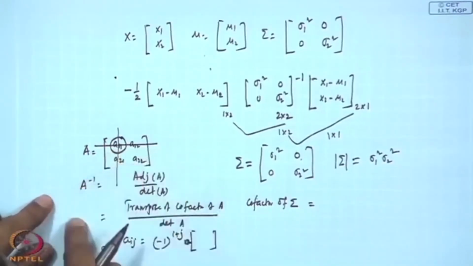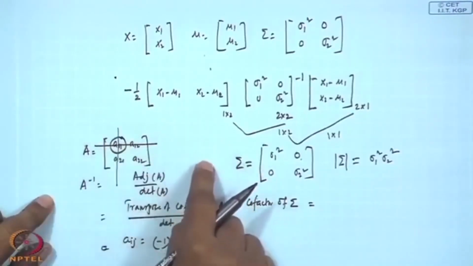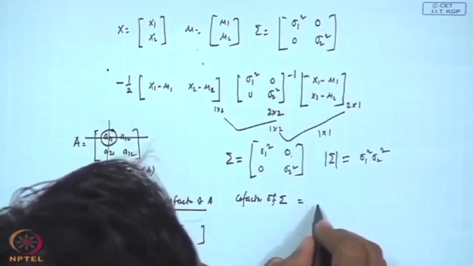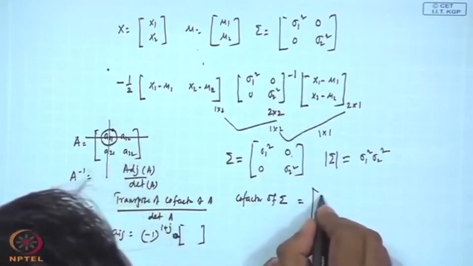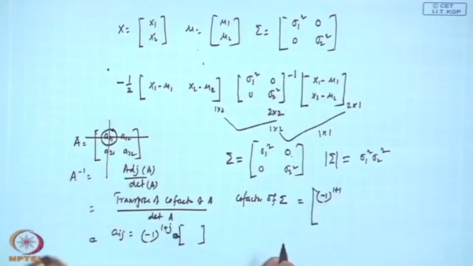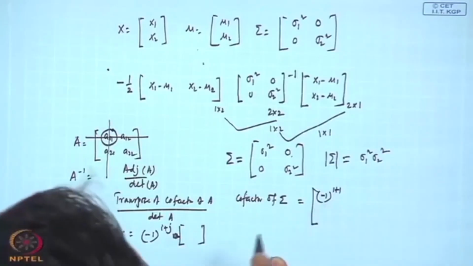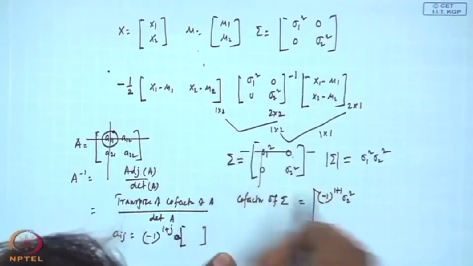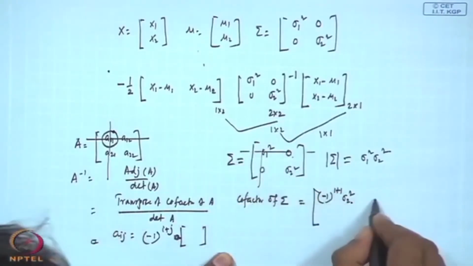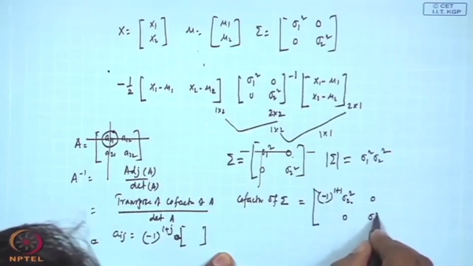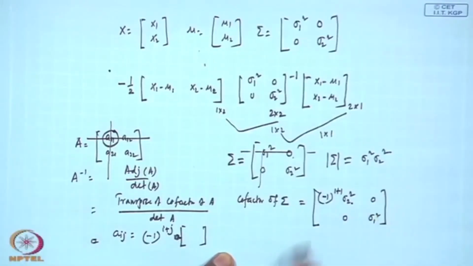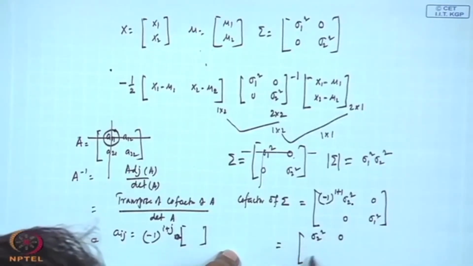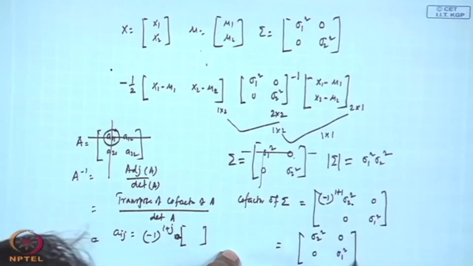As we have a 2 by 2 matrix, one row and one column crossed means only one item will be left, so our case is easier. Then the cofactor of this we can write: first, minus 1 to the power 1 plus 1. Then what remains, if you cross this and this, is sigma 2 square, and the off-diagonal entries are 0, and sigma 1 square will be this. So our cofactor matrix is sigma 2 square, 0, 0, sigma 1 square.